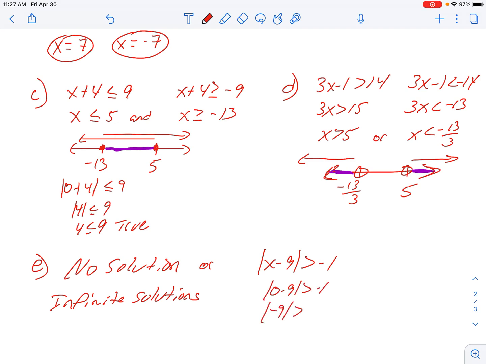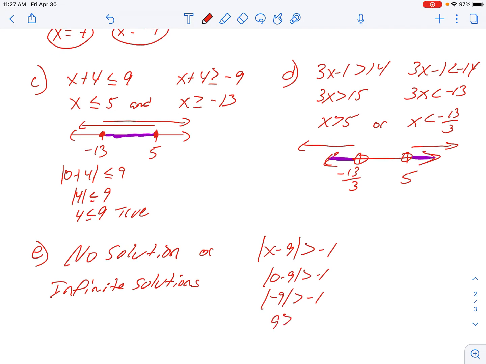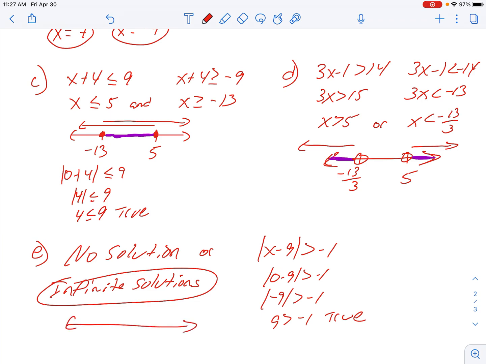Absolute value of negative 9 is 9. And then you ask yourself, is this a true or false statement? 9 is greater than negative 1, and that is definitely true. Therefore, we have infinite solutions, and we would shade literally everything on a number line. Now, if it was the reverse of that, less than negative 1, this is where you would get a no solution. If I plugged in 0 again, I get then a false statement. 9 is less than negative 1 is a false statement. So that would give me a no solution.